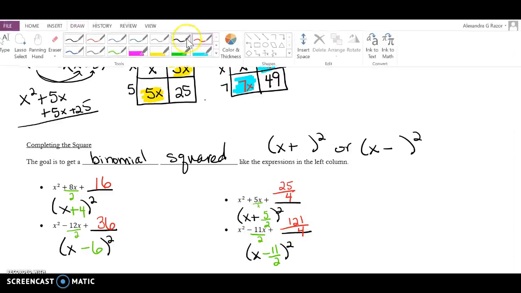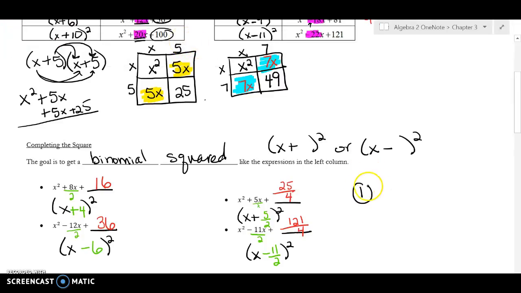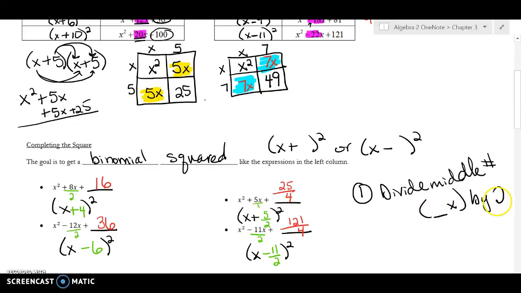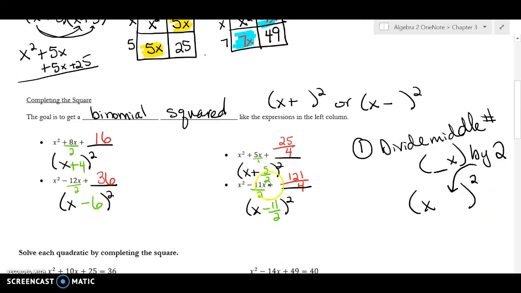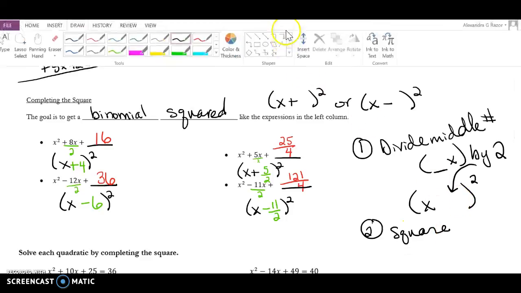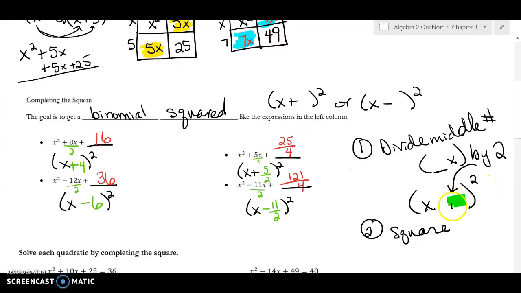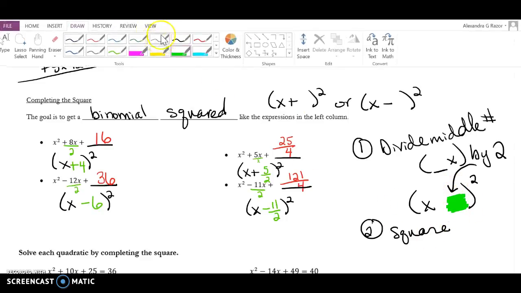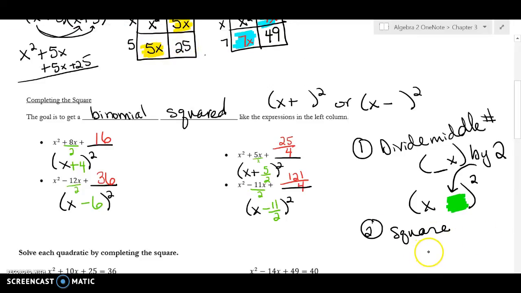And so it might be helpful if we write down what the steps are. So step 1 is to divide the middle number, which is the number with the x, by 2. And that will tell you what goes inside. That number goes in here. And then the second step is you square that number. You square this number, and it'll help you find what the c value is, the last value. So then it'll be x squared plus whatever you had for x plus this number squared goes here.